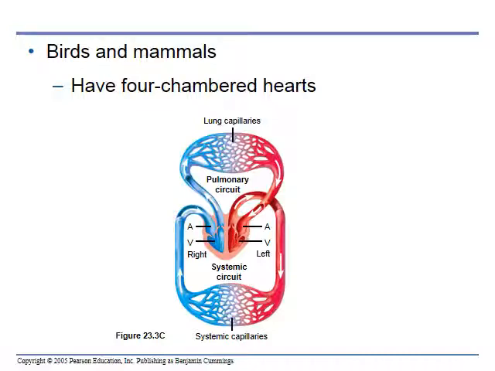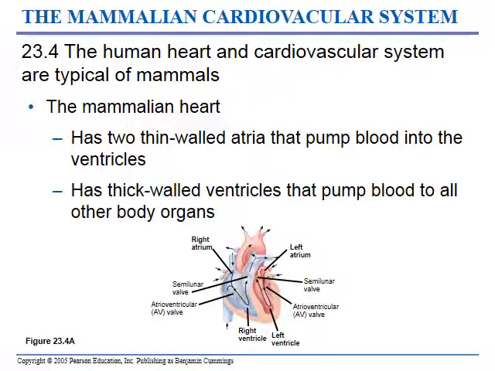And here we're very careful with the blood. We don't mix it. We take it from the lungs to the heart, to the rest of the body, back to the heart, and then back to the lungs. The human heart and cardiovascular system are typical of mammals.